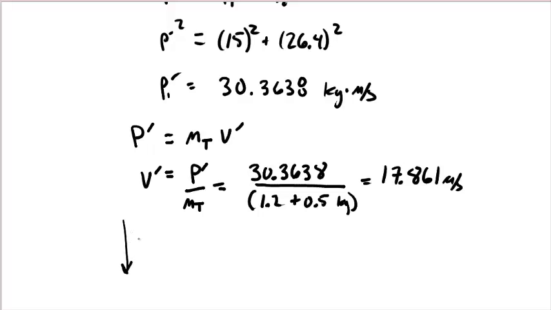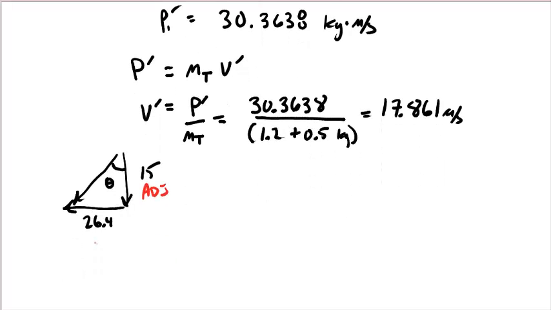So we have one momentum, which was 15. We had the second momentum, which was 26.4. And so to find our angle here, I'll say that this is my adjacent side, and this is my opposite side.